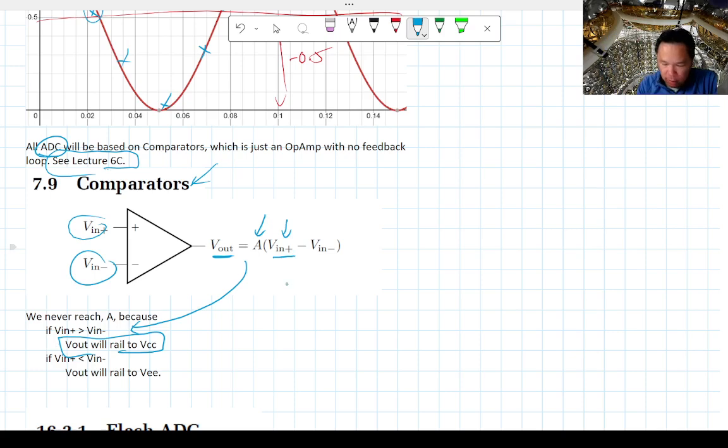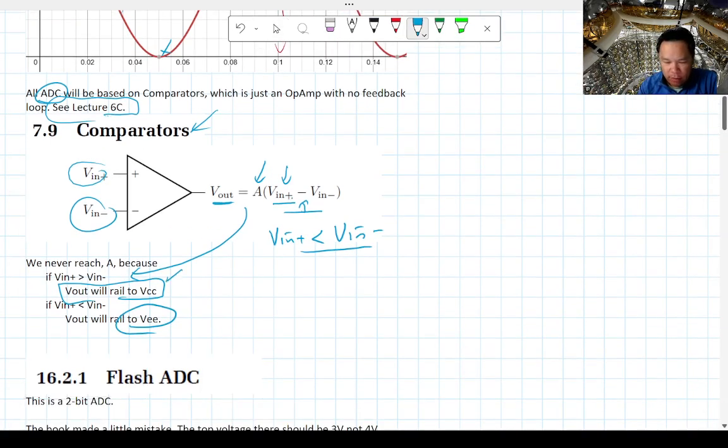But if V in plus is less than V in minus, that means this number here is going to be negative, right? This gets amplified by 10,000, 10 million, whatever it is. But it's going to get railed against the negative voltage, because if this difference is still slightly negative, it's going to go to negative voltage, which is going to be your VEE, or sometimes on a lot of digital systems, that's actually going to be ground. So if this is positive, then you rail against the positive voltage. If it's slightly negative, it's going to rail to either ground or your VEE, whatever your lowest voltage is.